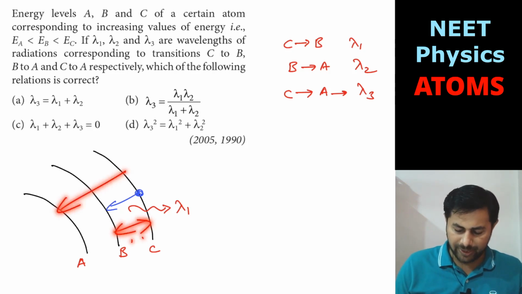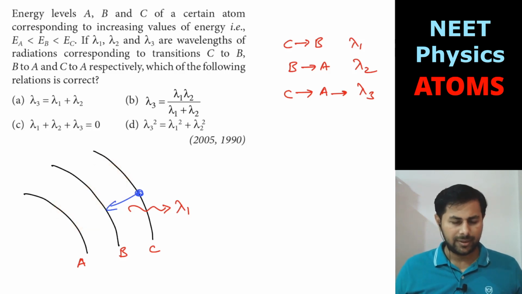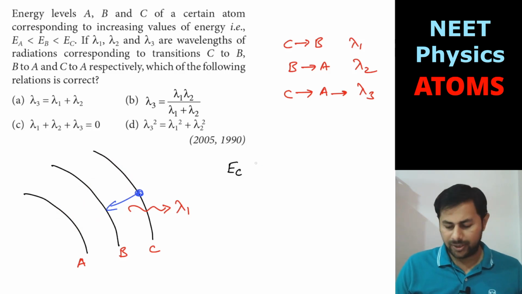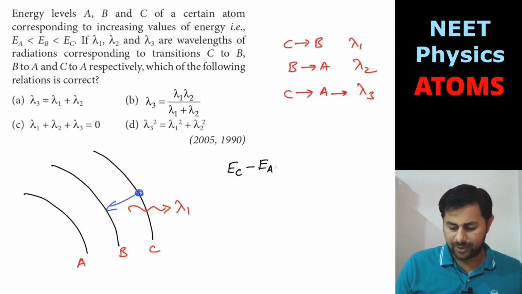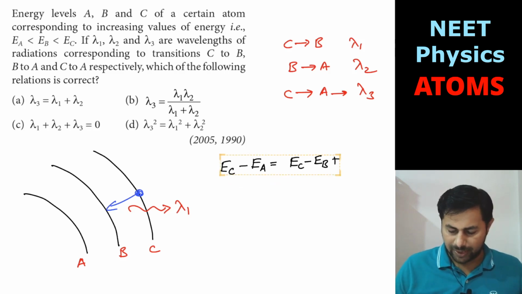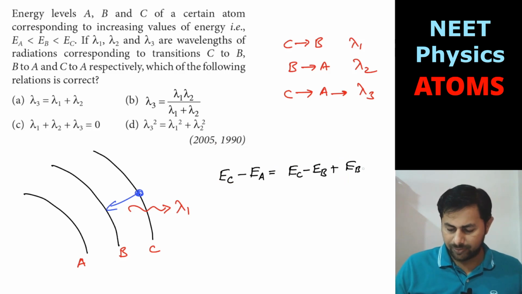The energy difference between C and A can be written as the energy difference between C and B plus the energy difference between B and A, right? So what you can say is energy of C minus energy of A is equal to energy of C minus energy of B plus energy of B minus energy of A.